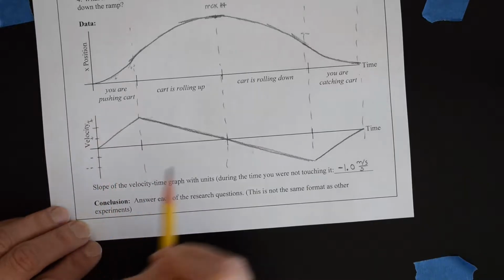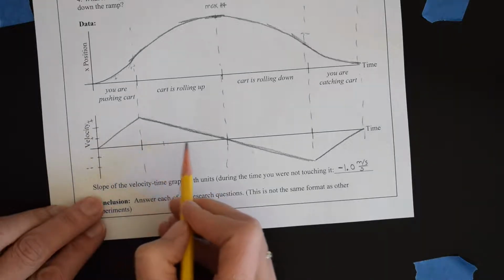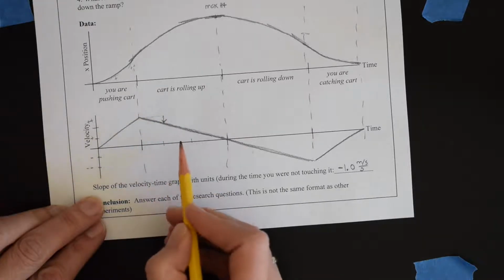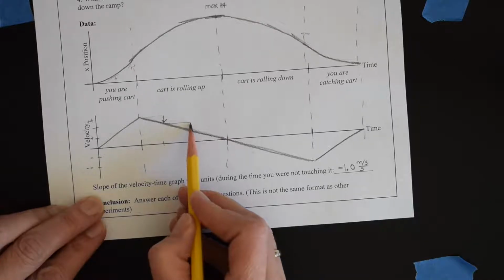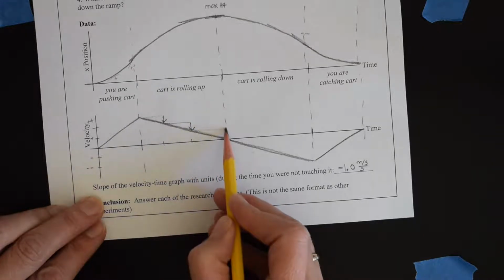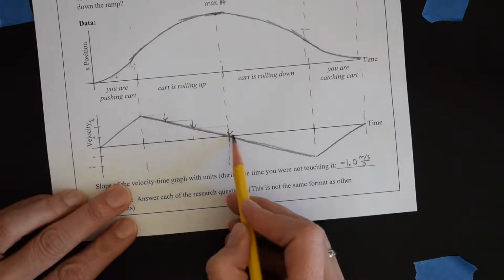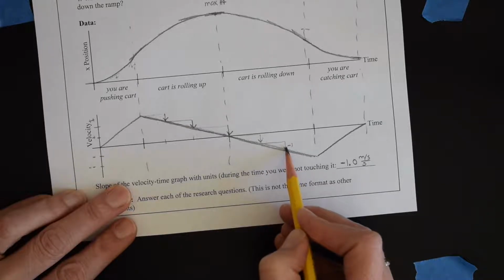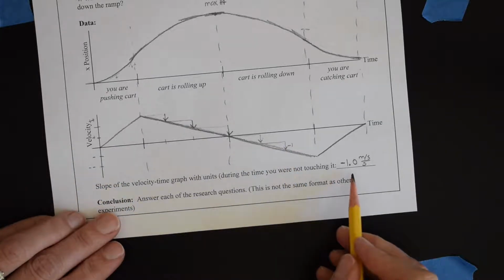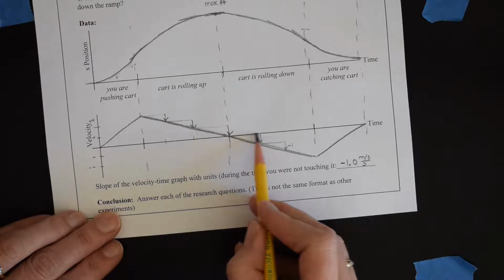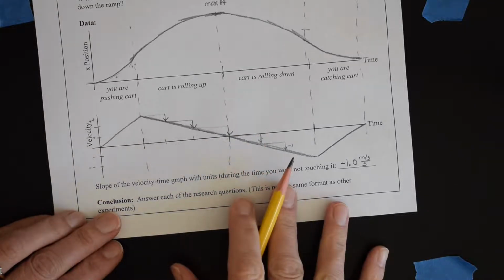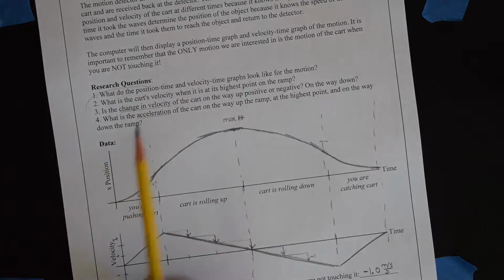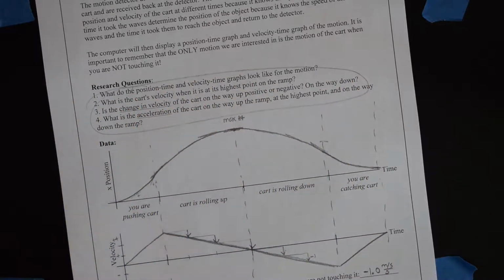So that means that for every second, in this second, the velocity changed by -1 meter per second. And in each following second, the velocity changed by -1. Okay, so we have a constant acceleration, which is that change in velocity per unit time. And at that point now, you later can finish up by answering these research questions in your lab notebook.